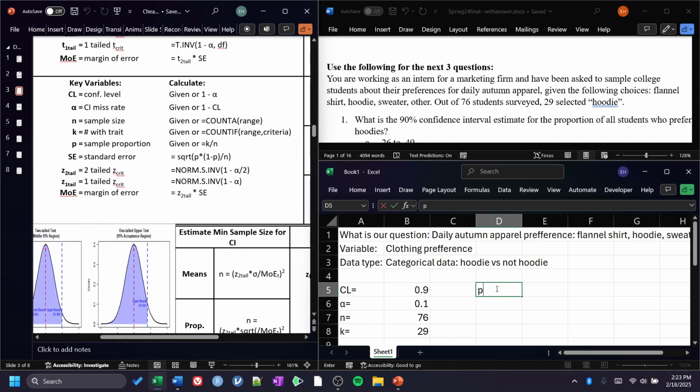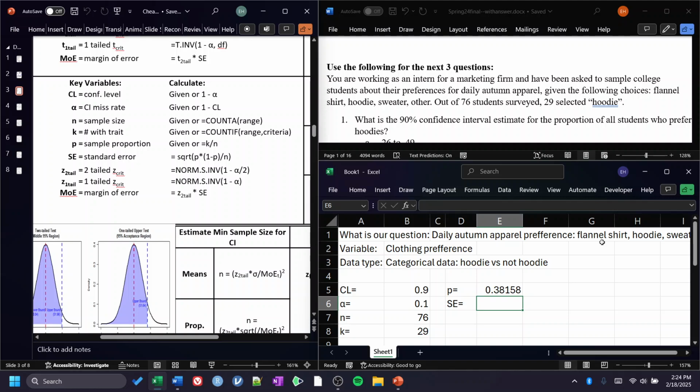So we know that the sample proportion, P, is just going to be equal to, as it says over here, K divided by N. And so we're just going to do K divided by N and hit enter. And we have our sample proportion right there. Let me format this a little bit. Okay, after our sample proportion, we want to do our standard error. So we'll go standard error.